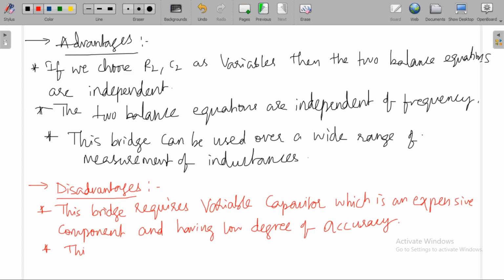This bridge is not suitable for the measurement of high Q coils. As large value of C2 is required for measurement of high Q coils, this bridge is not suitable for the measurement of high Q coils, that is Q greater than 10.